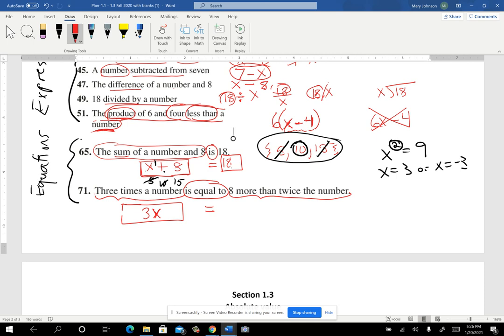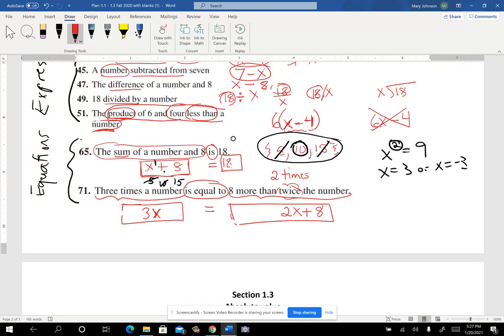All right, on the other side, I need 8 more than twice the number. Now the word twice should be something that you're familiar with. Twice actually means 2 times. Twice does not mean to square it. It means 2 times the number. So if the number is x, twice the number would be 2 times that, and then you need to do 8 more than that. So it'd be best to write it with plus 8 after the fact.